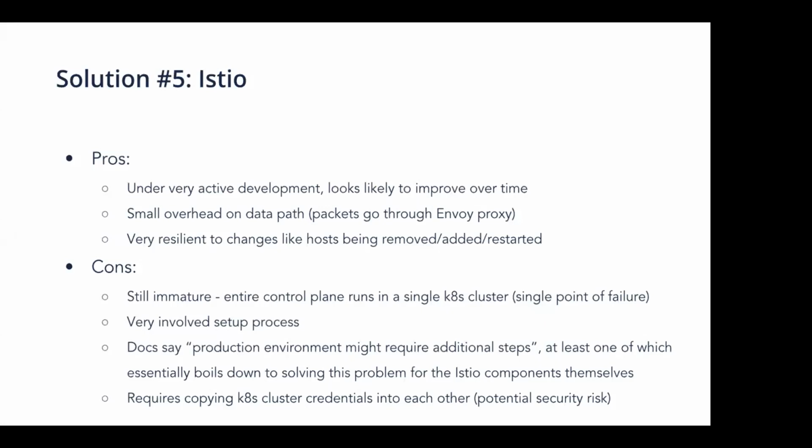And they even say in the docs that even if you follow all the docs until the end, running a real production environment would require additional steps, at least one of which is solving this problem of addressing between clusters for the Istio components themselves. They have this problem where if the Istio components in the main cluster get rescheduled onto different nodes and end up with different IP addresses, then those Istio remotes will not be able to reach them anymore. So you're actually just moving the problem from Cockroach into how you configure Istio. So it doesn't really solve things yet.